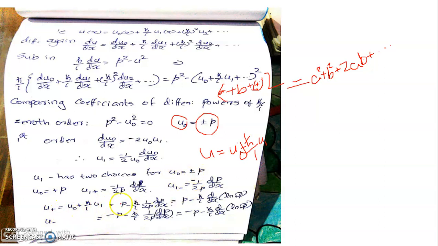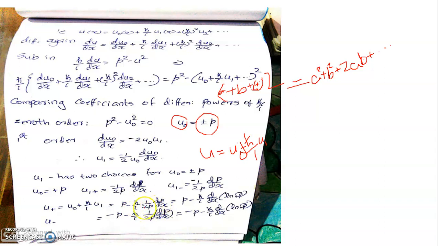So u plus equal to u0, you substitute p, plus h cross by i u1. u1 is minus 1 by 2p dp by dx. So that is p minus h cross by i 1 by 2p dp by dx.